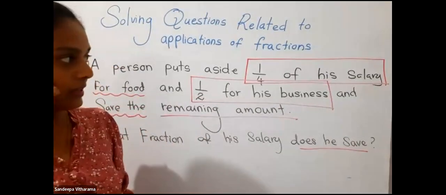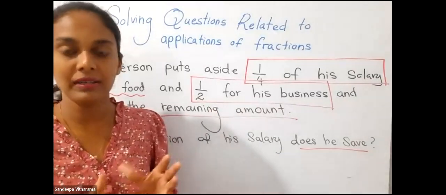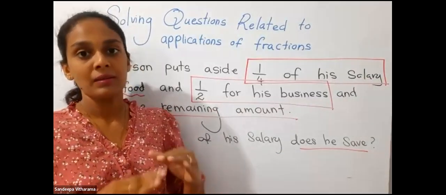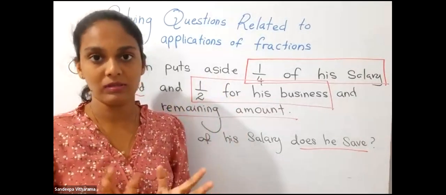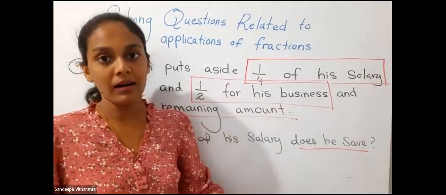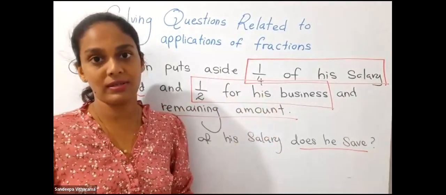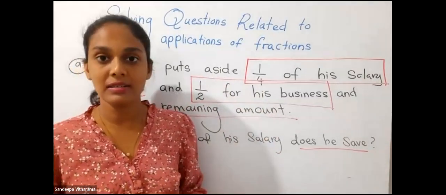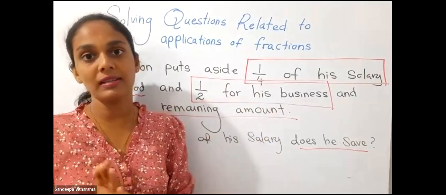We know that a fraction is a particular one part. Okay, one means one whole. Then out of one whole thing, a part or a portion is considered as a fraction. Then we don't know what the salary is, but I can consider it as one whole.